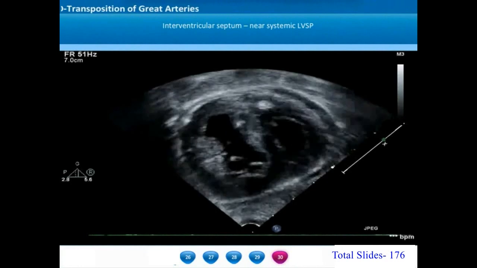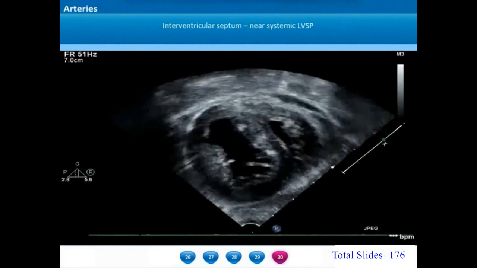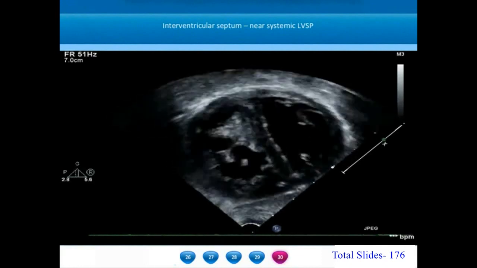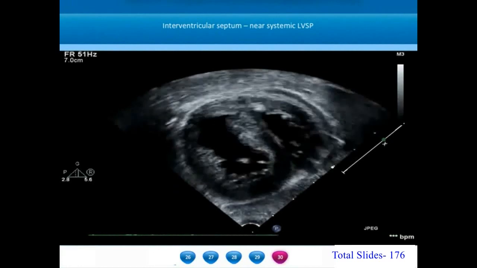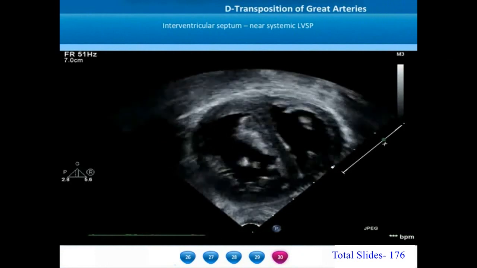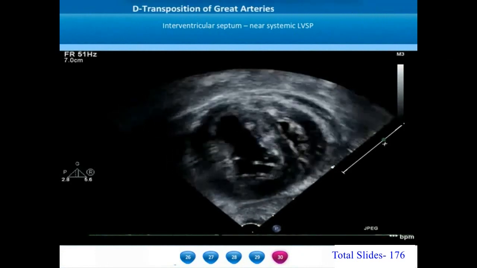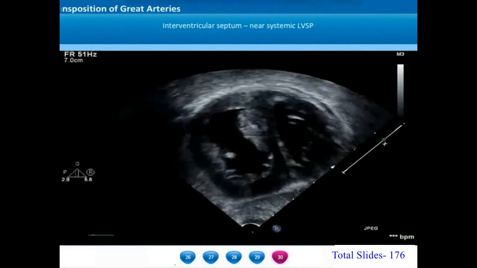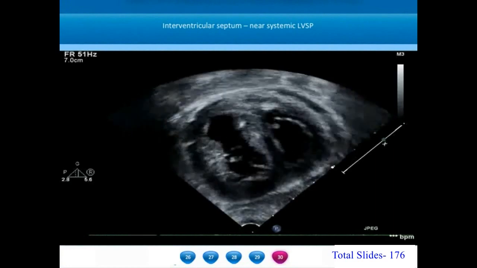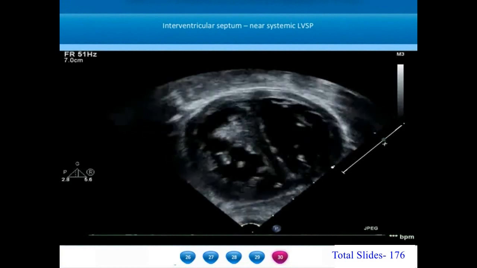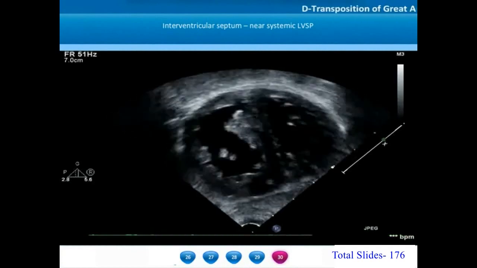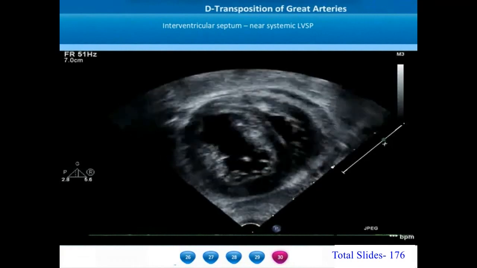The patient shown in the previous example is now interrogated from the subxiphoid view. On subxiphoid short axis, we find the right and the left ventricle. The left ventricular cavity is fairly adequate and the intraventricular septum is more or less perpendicular. The intraventricular septum does not bow significantly into the left ventricle. And this is an indicator of near systemic left ventricular systolic pressures. This will indicate that the left ventricle is fully adequate for performance of an arterial switch operation.